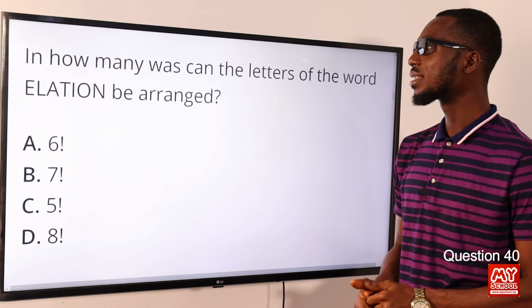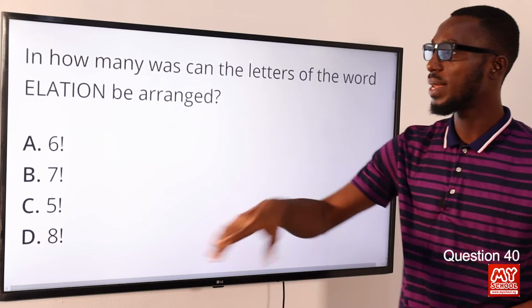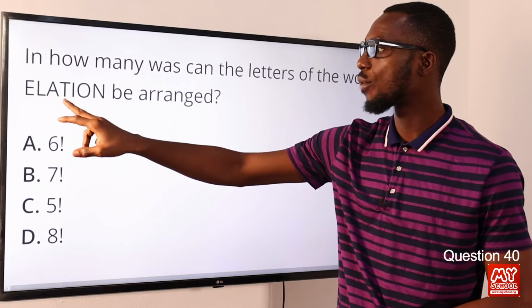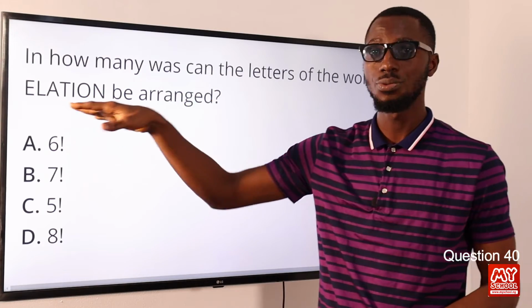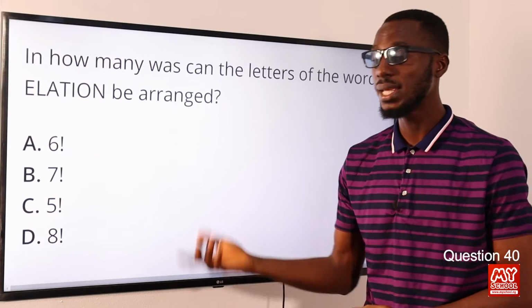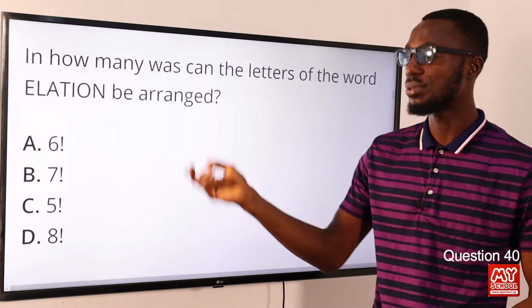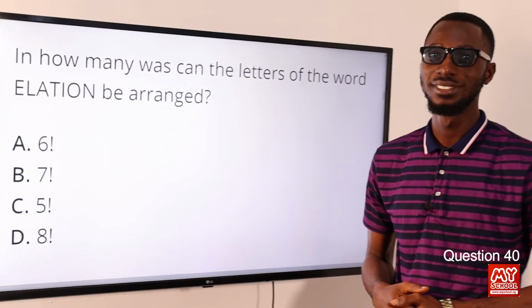In how many ways can the letters of the word elation be arranged? How many letters are there? 1, 2, 3, 4, 5, 6, 7. There's no repetition, no letters repeated. So that is 7 factorial, or you can say 7 times 6 times 5 times 4 times 3 times 2 times 1. But this makes the work easier. So option B is the correct option.